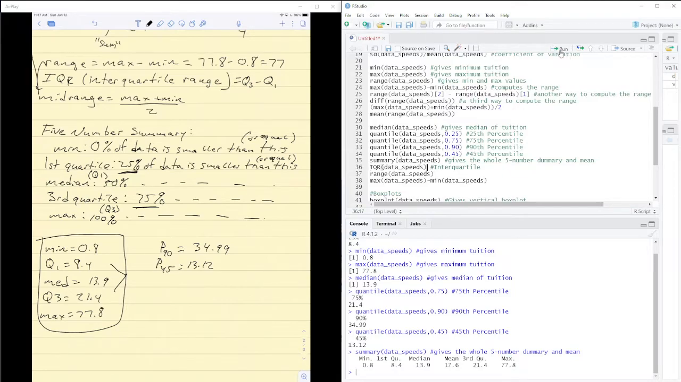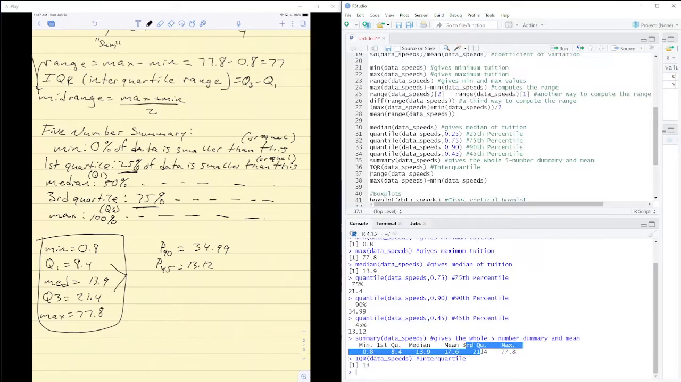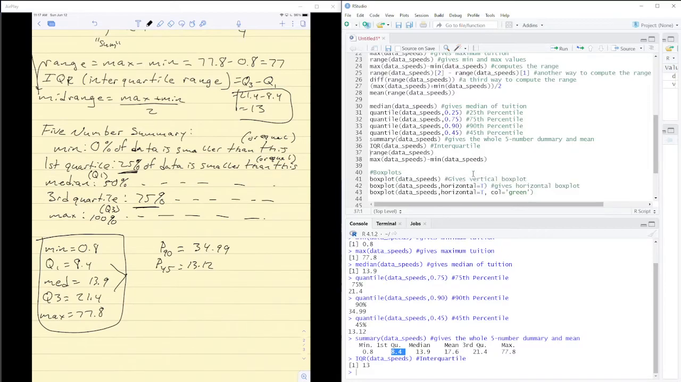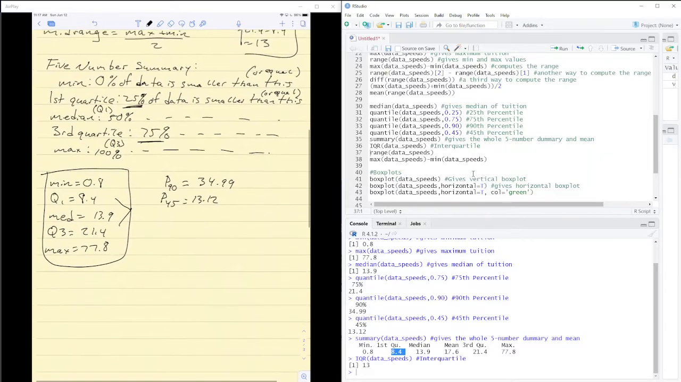And now interquartile range is your third quartile minus your first, so 21.4 minus 8.4. So 21.4 minus 8.4 is 13. And we're going to see how we're going to use that to calculate outliers. So to make a box plot, here's how it goes.